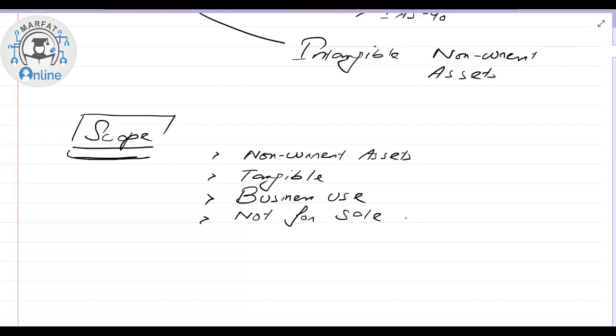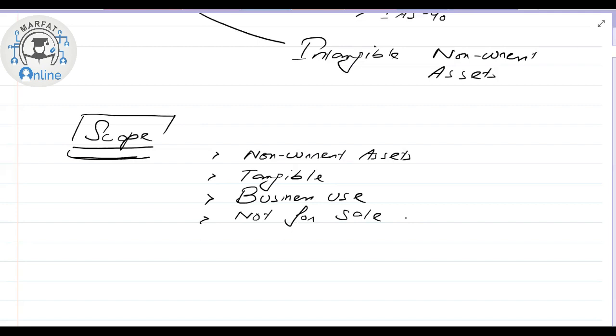I have to change the previous one, so I'll be selling the old one. That is another thing. When we say not for sale, that means we are not selling that thing in the ordinary course of business, or business is not selling of the machinery. We are just selling it because we need the new one.